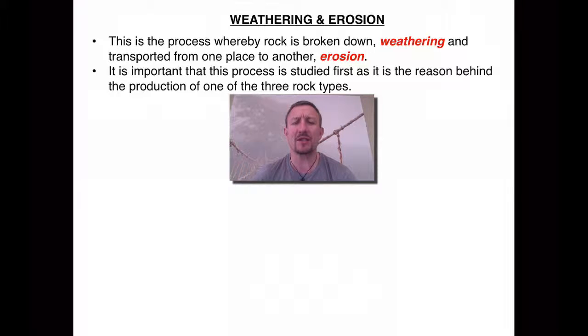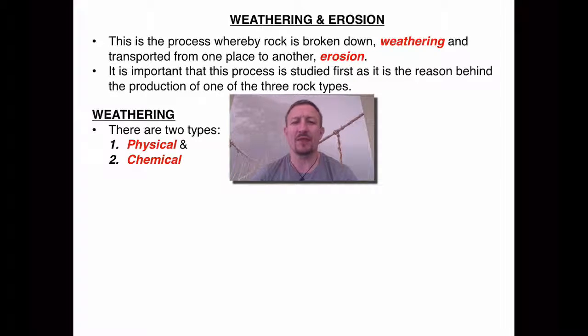Now, we're studying this first because one of the three types of rocks is caused by this process of weathering and erosion. So the question is, what is weathering in this case? Now, weathering is the process whereby the weather is used to break down the rock.